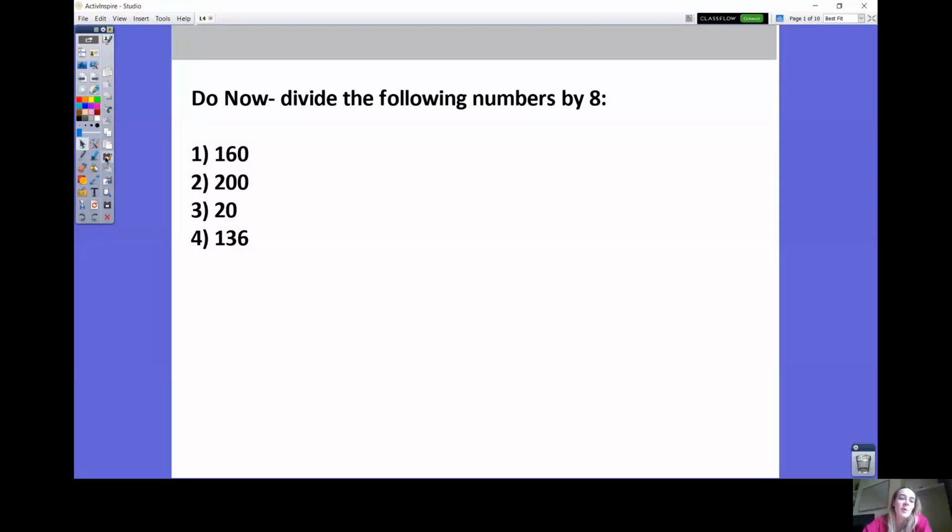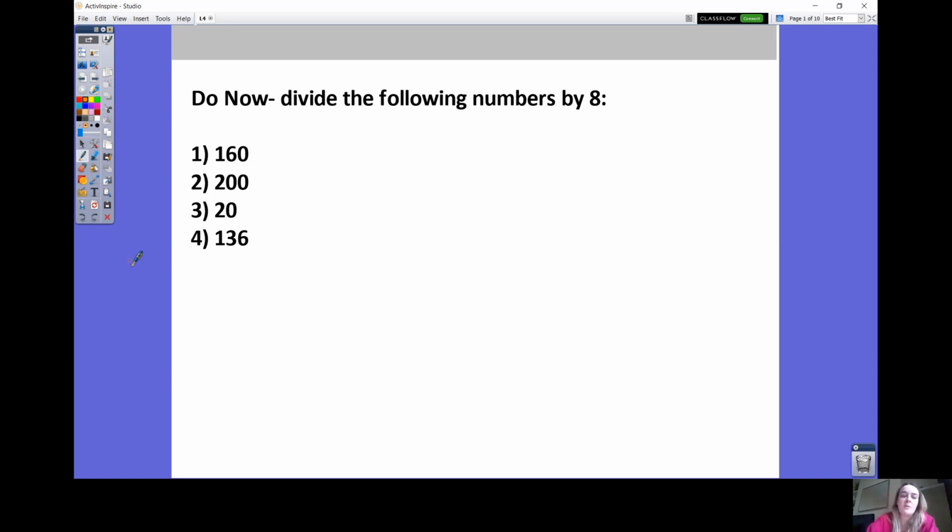Hi there, Year 6. So today we're going to be carrying on with our conversion work between different units of measurement. So a quick do now on the board, I want you to try to divide the following numbers by 8. The reason why I want you to do this is because this is one of the conversion factors which we'll be focusing on today.